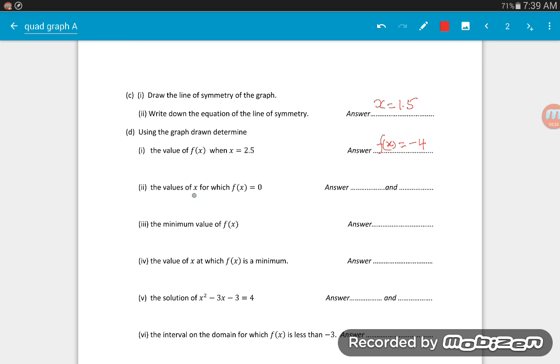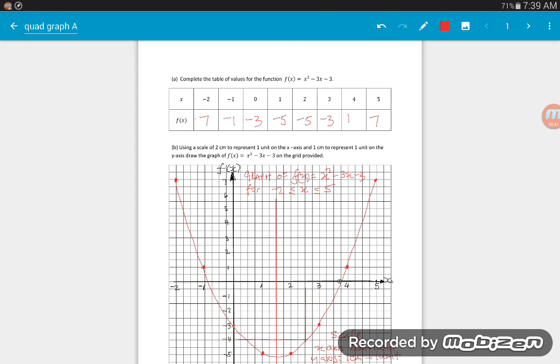Find the values of x for which f of x is equal to 0. Well, here is where f of x is 0 on our graph. This looks like 3.75, and this is minus 0.8.